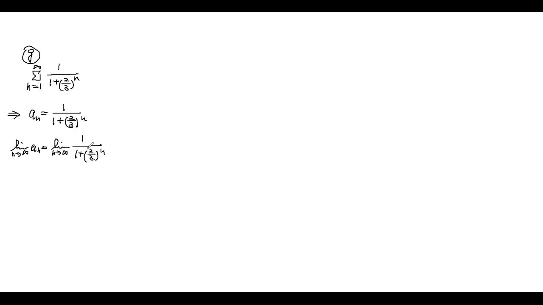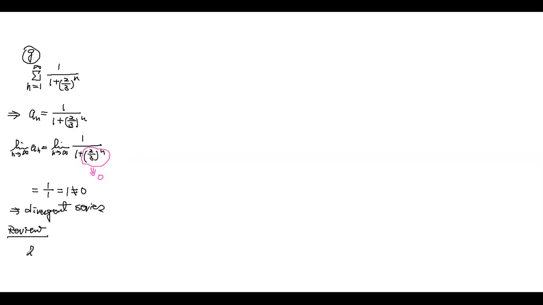What is this here? This is 2/3, which is less than 1. If you let the exponent become bigger and bigger, this approaches 0. So your whole thing approaches 1 over 1, which is equal to 1. Based on the divergence test, we know this is not equal to 0. If the limit of a_n as n approaches infinity does not approach 0, then we automatically know this is a divergent series.